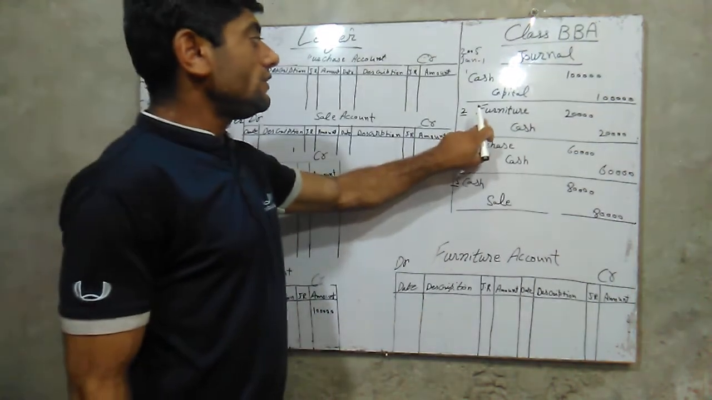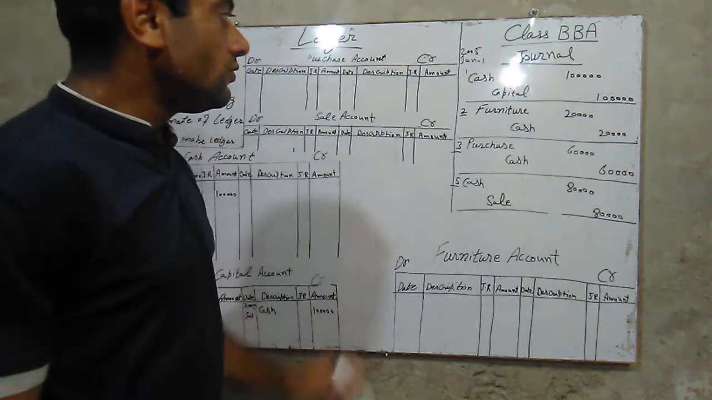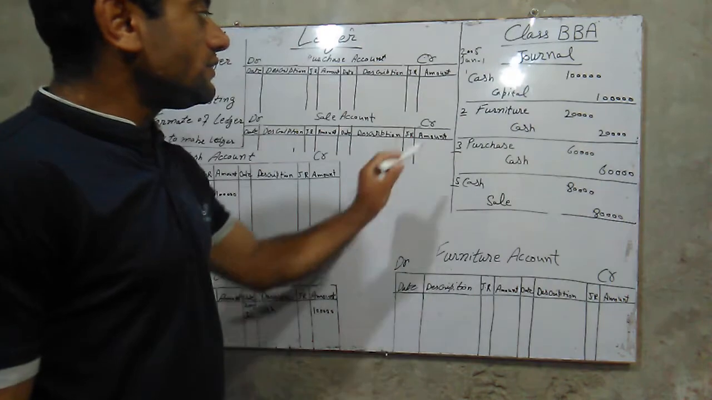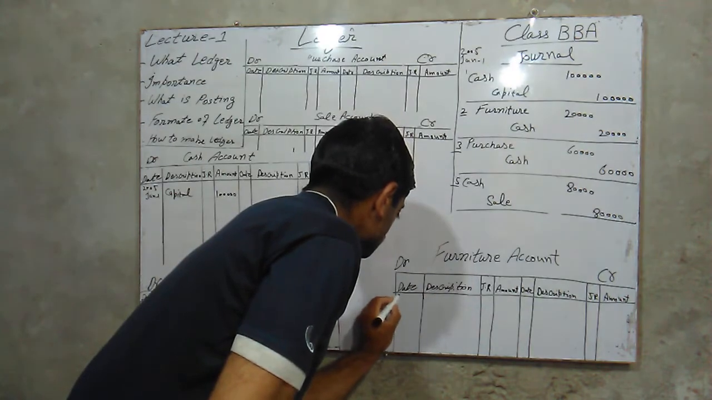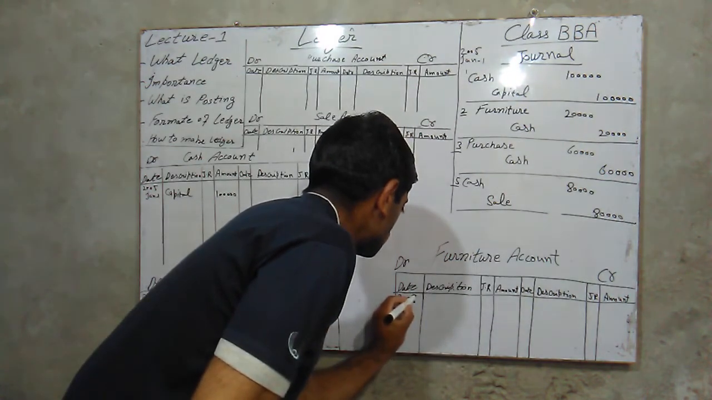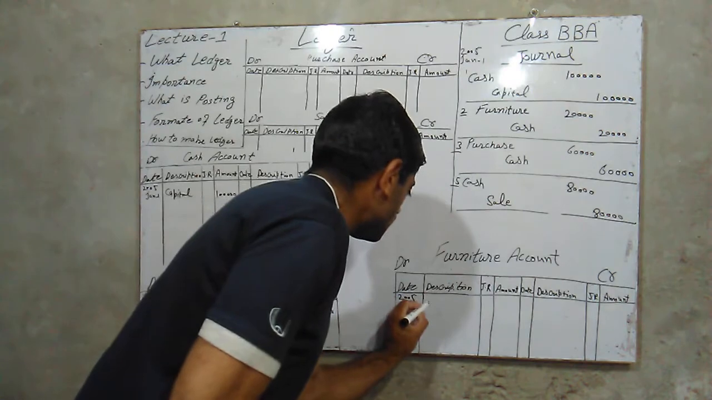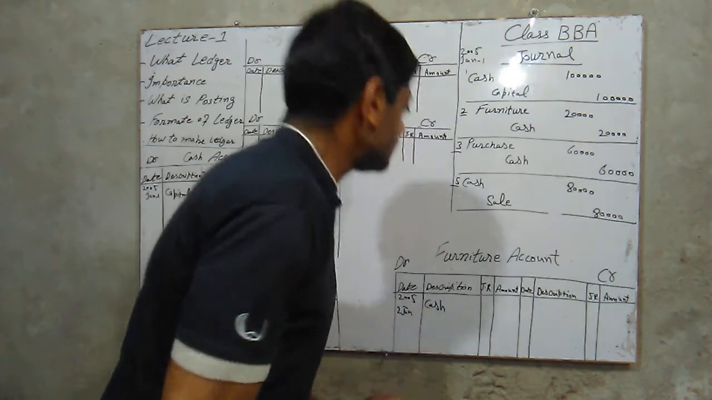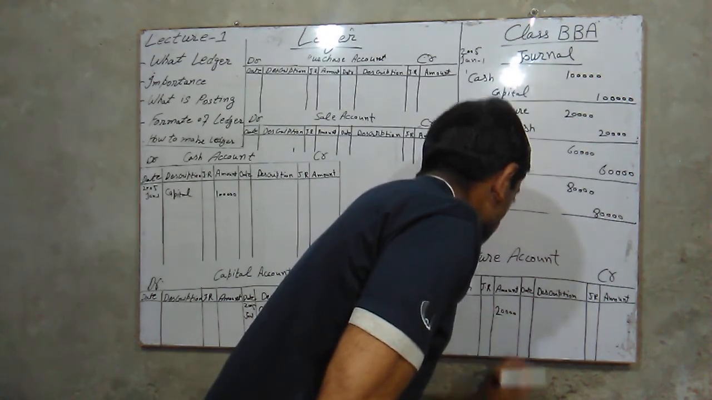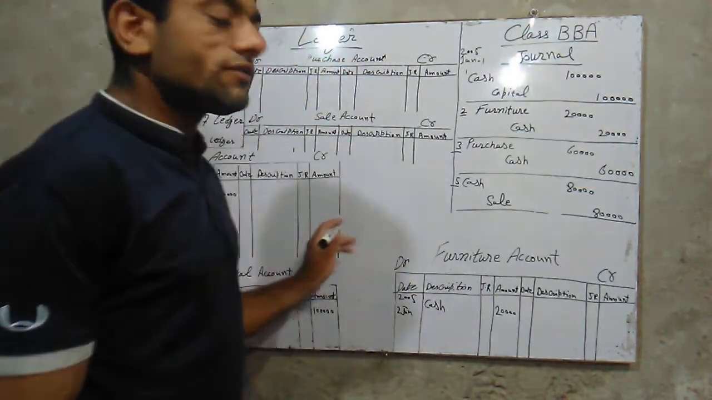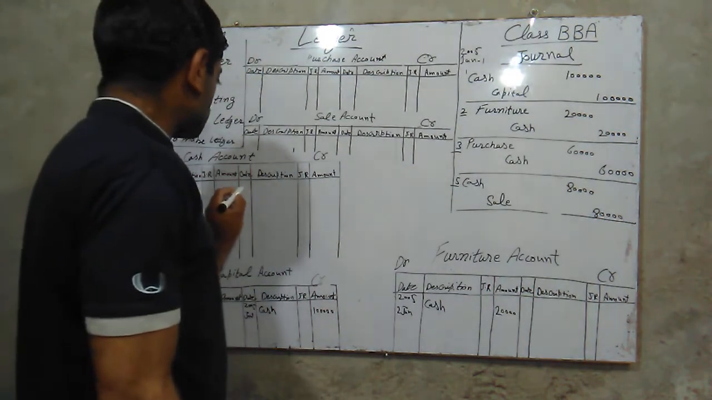Now the entry is purchase of furniture for cash: furniture debit, cash credit. So first is the debit account, furniture. Furniture is debit due to cash, 20,000, on 2nd January. Furniture account: furniture debit due to cash with the amount of 20,000. So next one, cash credit due to furniture on 2nd.